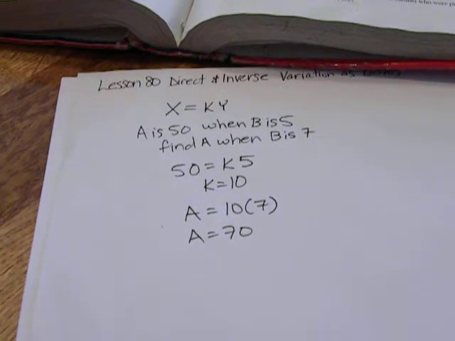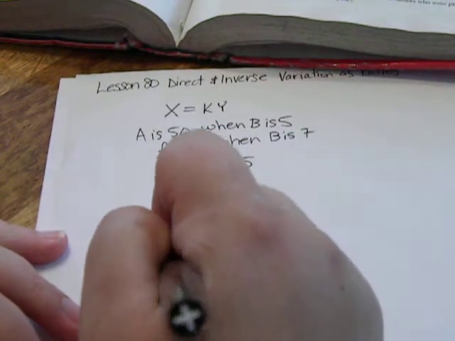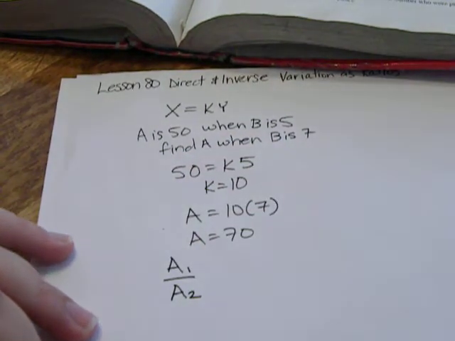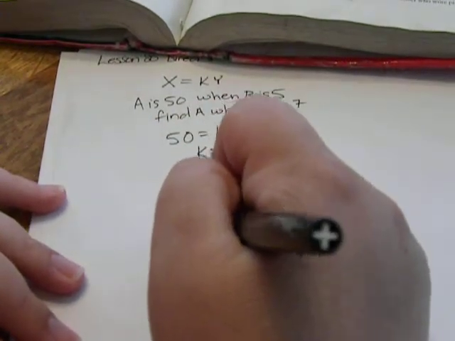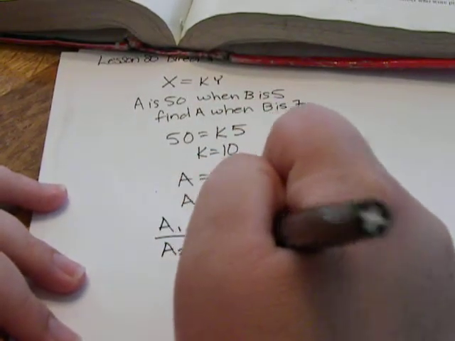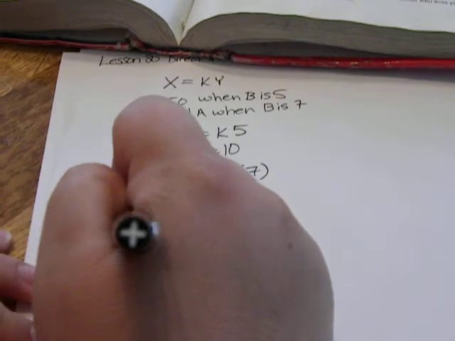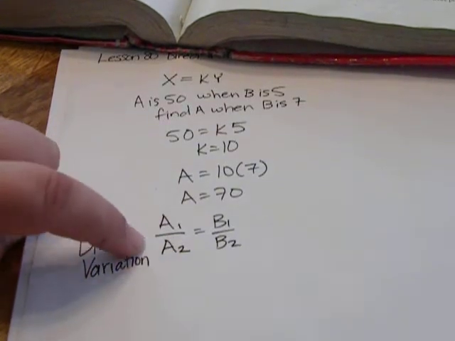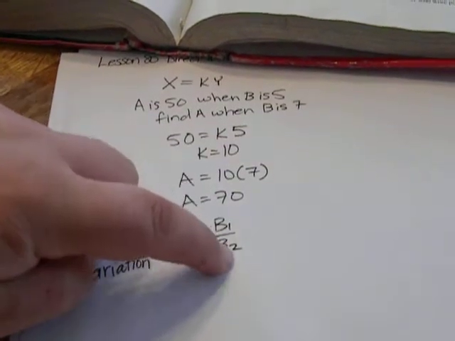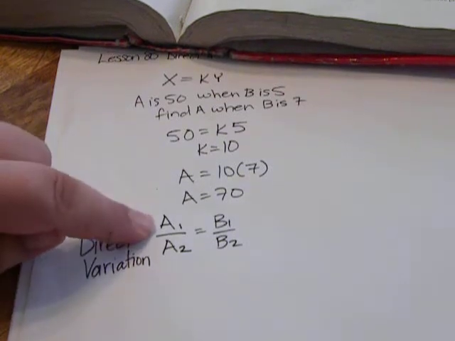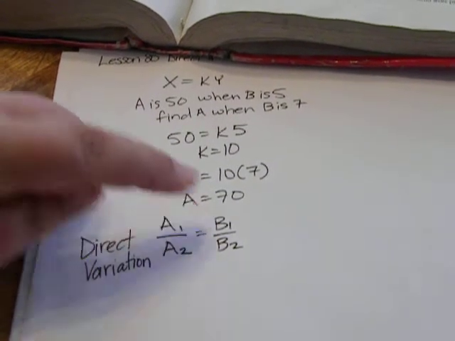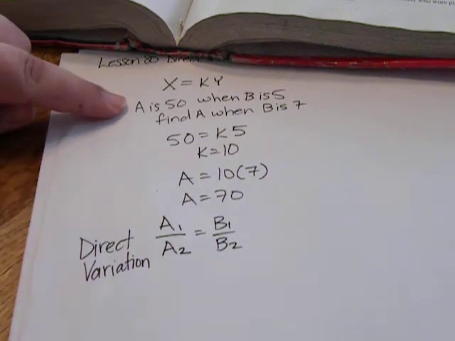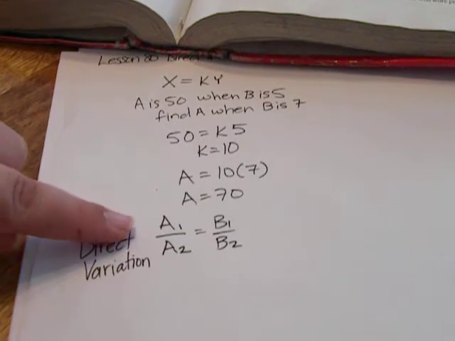So what you do is you set it up in this form. If a varies directly as b, then a1 is to a2 as b1 is to b2. This is for direct variation. Okay, notice that the a's are on the same side, the b's are on the same side. a1 is on top, b1 is on top. That's for direct variation. So for this same problem, a is 50 when b is 5. Those are our first terms.